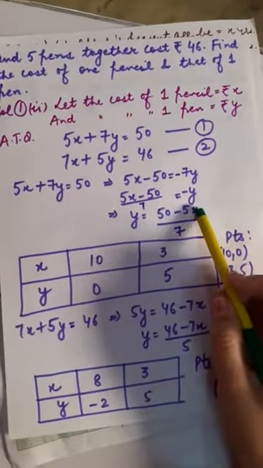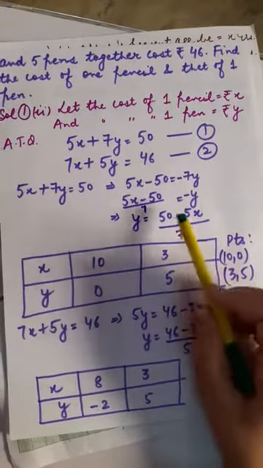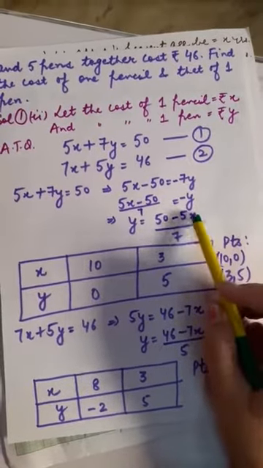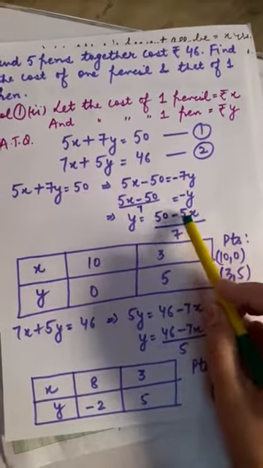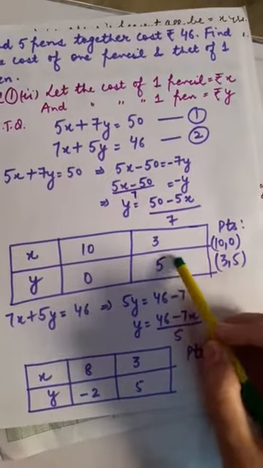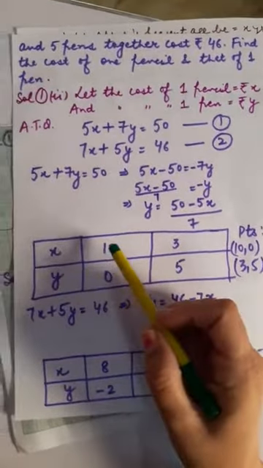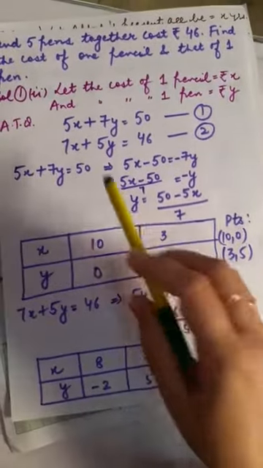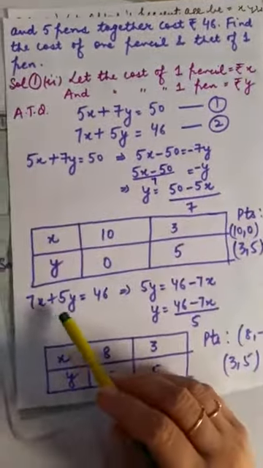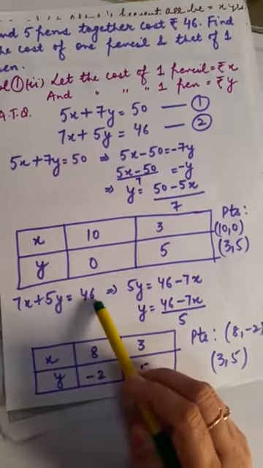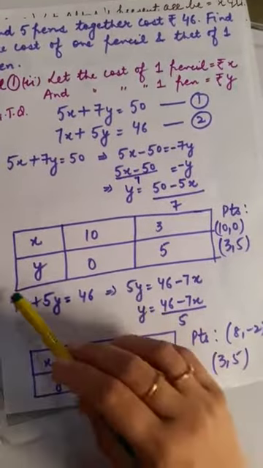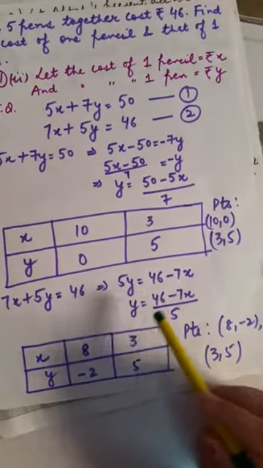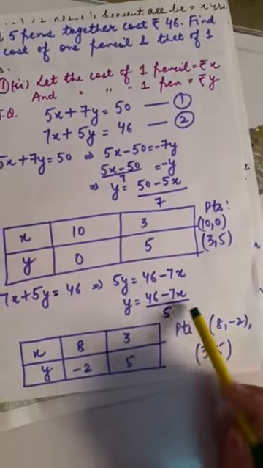Now here I am going to put 3. Look, this is 50 minus 5 into 3, which will become 15. So definitely here what you are going to get is 35. 35 will be divided by 7. You will get 5. So what are the points which will be plotted? 10, 0 and 3, 5. In the same manner, for the next equation, this is 7x plus 5y is equal to 46. 5y will remain here, 7x will go on the other side, so y will be 46 minus 7x upon 5.